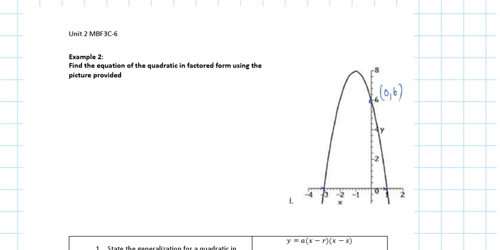So now they gave me a graph, and they're asking me to find the equation of the quadratic in factored form using the picture provided. They're specific that they want the equation in factored form. So we said that the equation in factored form is y equals a(x minus r)(x minus s), where r and s are the zeros. So if I look at this graph, what are my zeros?